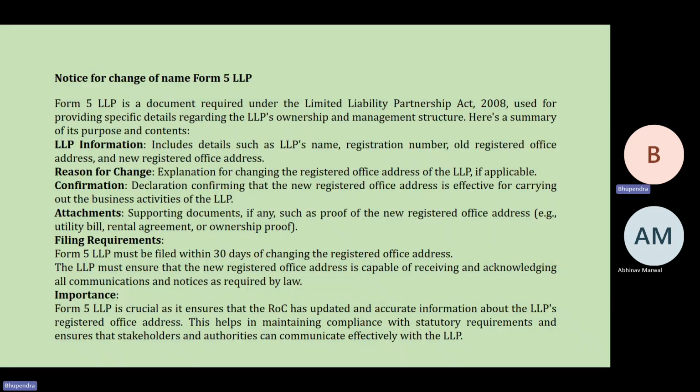Now, moving further, we'll file the Form 5 of the LLP. Form 5 LLP is a document required under the Limited Liability Partnership Act 2008, used for providing specific details regarding the LLP's registered office. The summary of this purpose and content. First is LLP information. It includes details such as LLP name, registration number, old registered office address, and new registered office address. And what is the reason for the change?